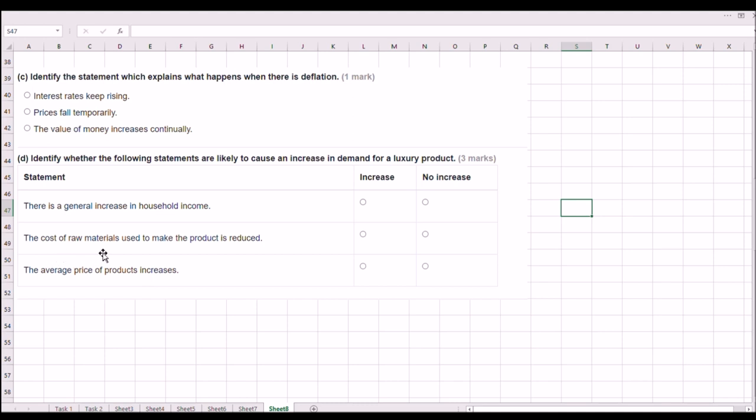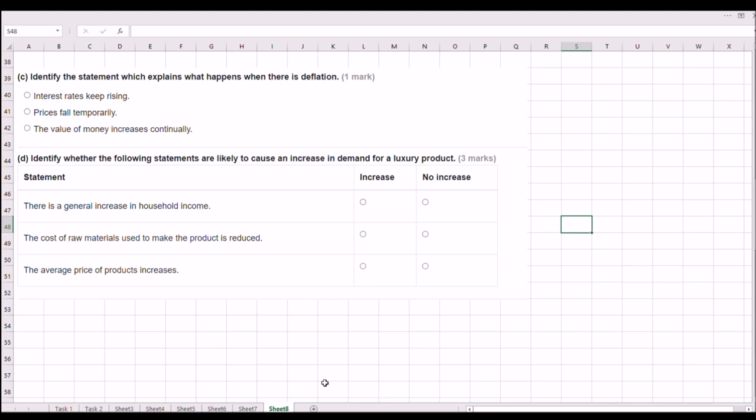The cost of raw materials to make the product is reduced. Right, so if the cost of raw materials is reduced, that has no impact really on it. I mean, this luxury product is just cheaper to produce. No, not really. There's no increase in that one. There's no increase at all. So that doesn't make an impact.